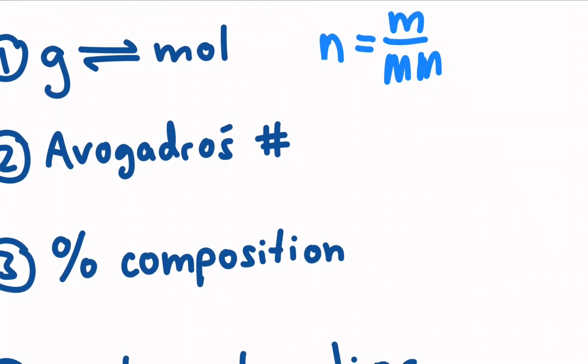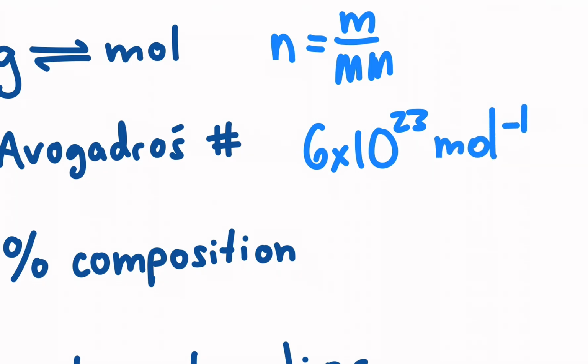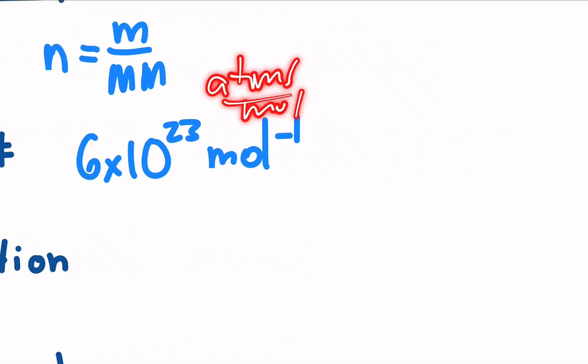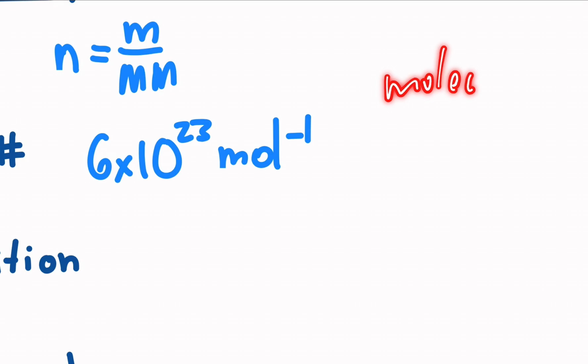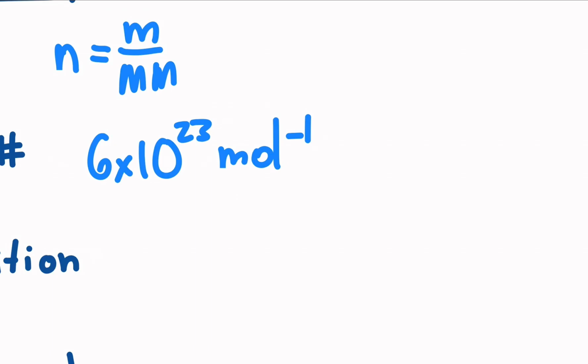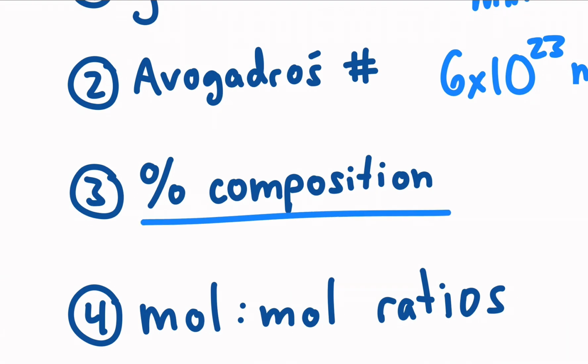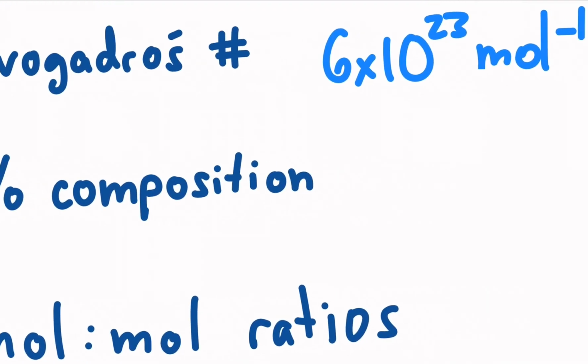It's possible you might need to convert things into particles or atoms, and for that, remember Avogadro's number is roughly 6 times 10 to the 23, anything per mole. So it could be atoms per mole of an element, or it could be molecules per mole of a compound. It's just a very, very large number, and it's how much is in 1 mole of anything.